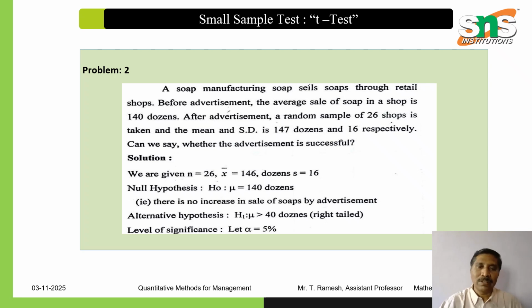We check it. Solution: given n, the number of shops, is 26, the sample average is 147 dozens, and s is 16. Null hypothesis H naught: mu is equal to 140 dozens, that is, there is no increase in sales of soaps by advertisement. The alternative hypothesis H1: mu is greater than 140 dozens. That is a right-tailed test. The level of significance alpha is 5%.